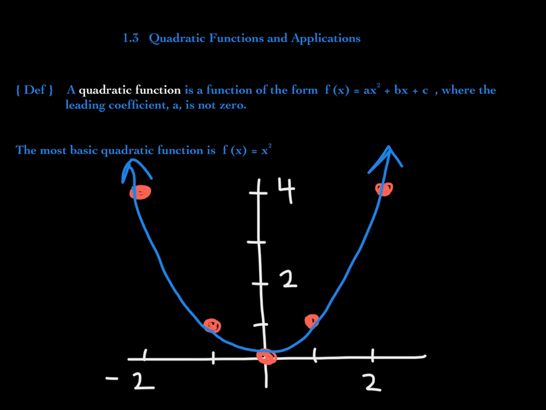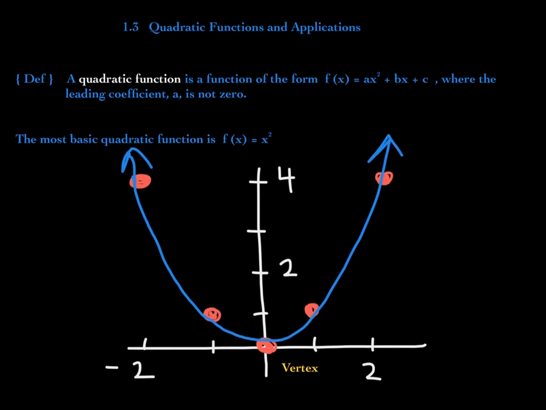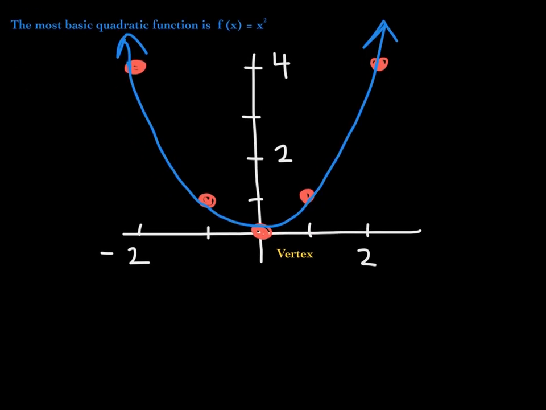A few things I want you to notice is the lowest point on this parabola is right here. This is called the vertex. And the vertex is at 0, 0. So the lowest point is right here, right at the vertex. When we read the domain and the range for this quadratic function, remember that the domain is a set of all your x values, whereas your range is a set of all your y values.